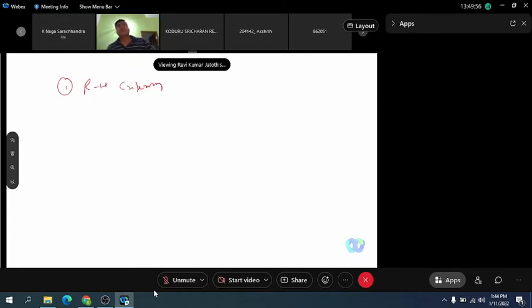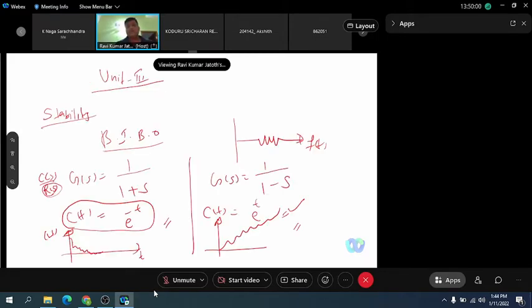Okay, we will be using the RH criterion. Now, if I try to plot this on the S plane, there is a pole lying on the left half of the S plane at -1. And here there is a pole which we are going to see. There is a pole on the right half of the S plane.